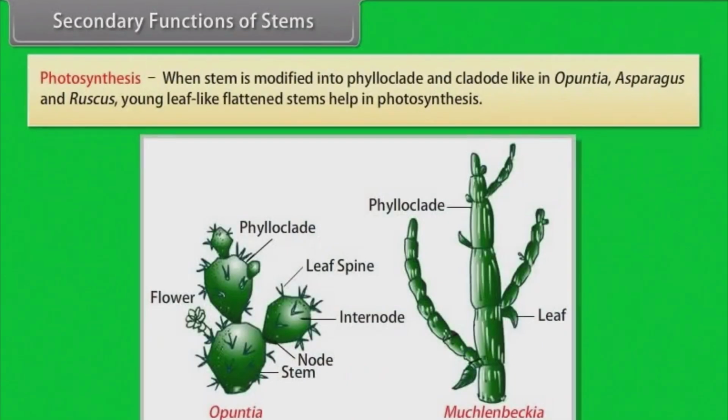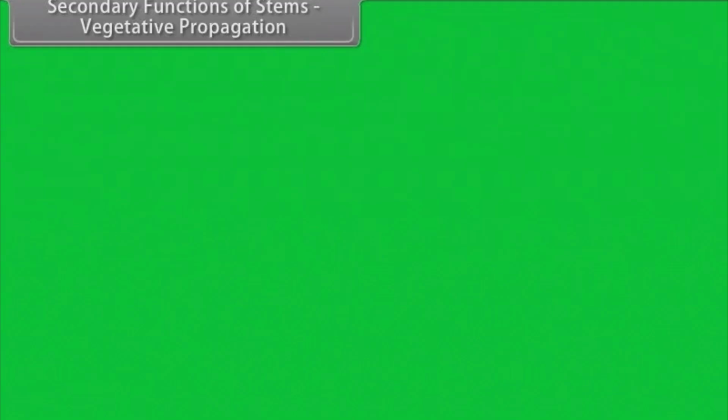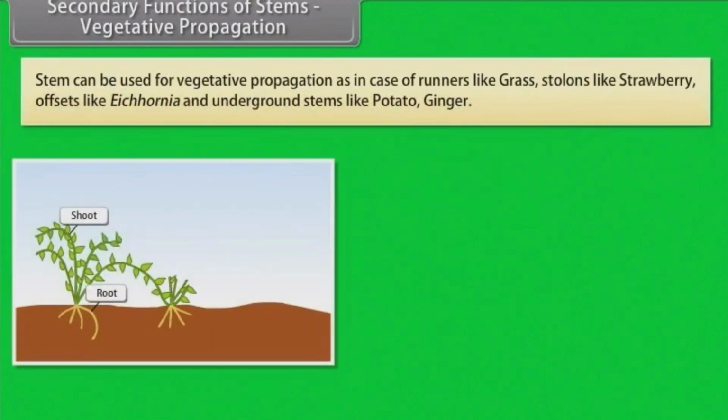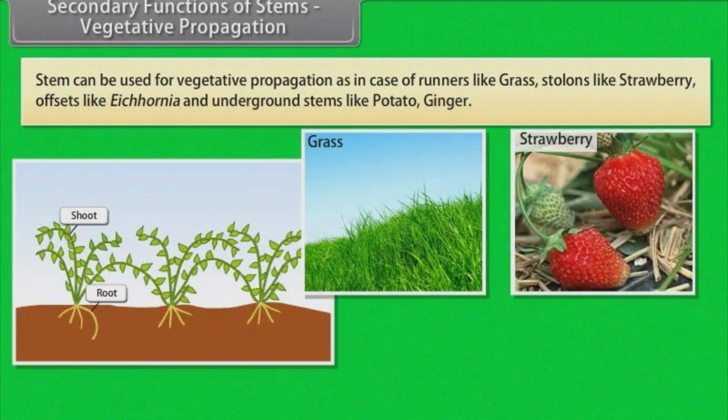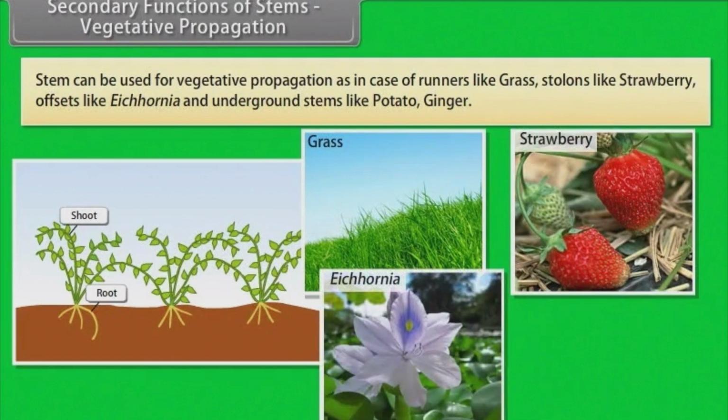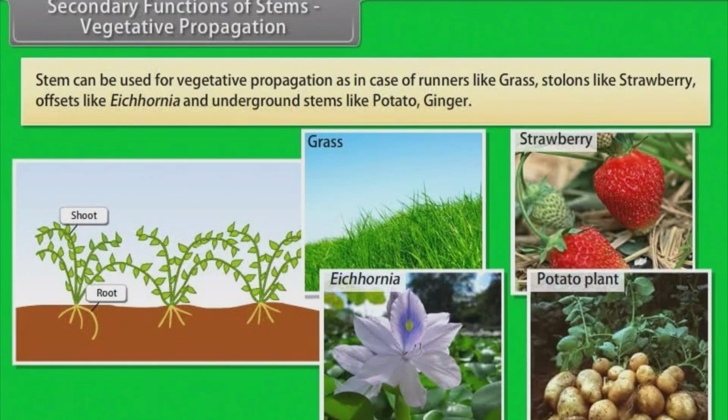Photosynthesis. When stem is modified into phylloclade and cladode like in Opuntia, Asparagus, and Ruscus, young leaf-like flattened stems help in photosynthesis. Secondary functions of stems. Vegetative propagation. Stem can be used for vegetative propagation, as in case of runners like grass, stolons like strawberry, offsets like Eichhornia, and underground stems like potato, ginger.